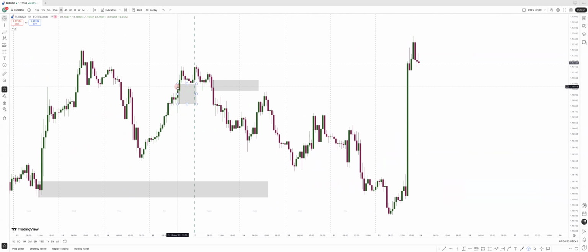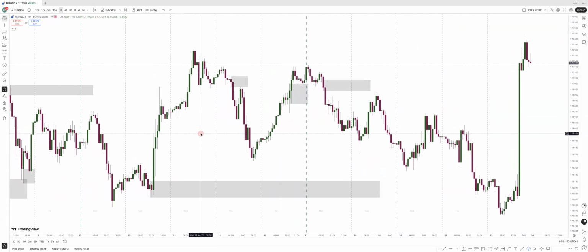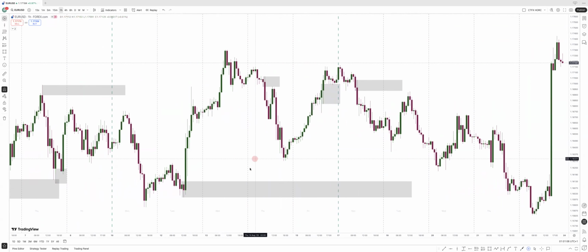So this is wick to wick kind of zone. This is another wick to wick. This is wick to wick. They are very, very powerful kind of zones. Very powerful. So this is wick to wick here too. This is wick to wick zone here. So you want to go and practice and look for it to be able to train your eyes to see it.